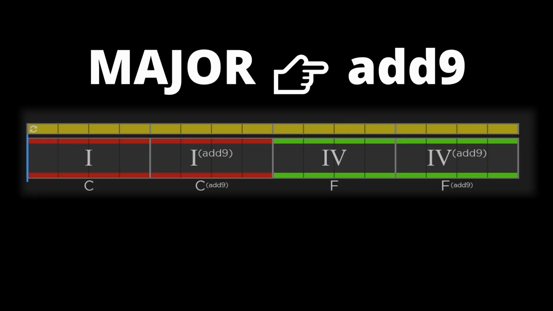Let's start by using a basic 1 to 4 chord change in C major and alternating standard triads with add 9 chords.